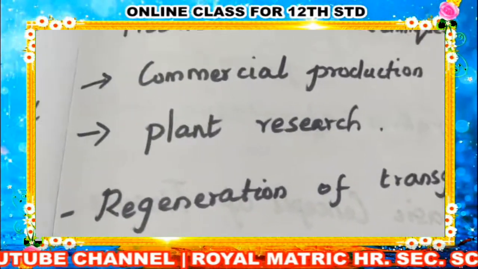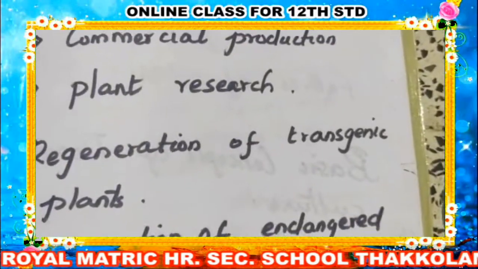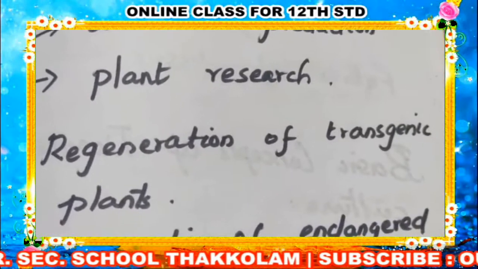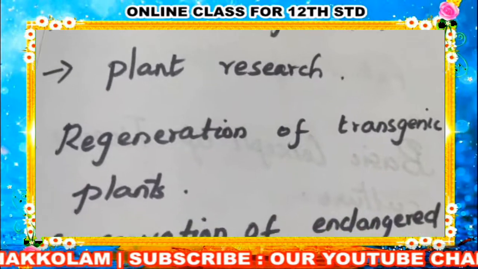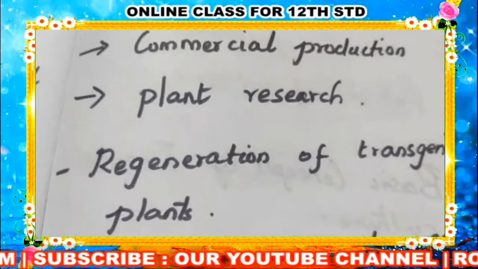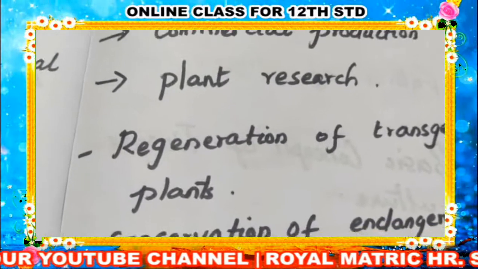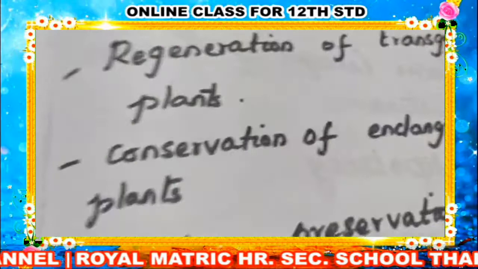Next, it's also an indispensable tool, meaning an important tool, for the regeneration of transgenic plants. What are transgenic plants? Plants that are grown by genetically modified techniques, new plants not by the natural method but by an artificial method, inducing a gene into the plant and getting the variety that you want. That is known as a transgenic plant.